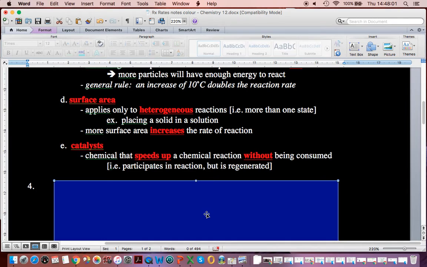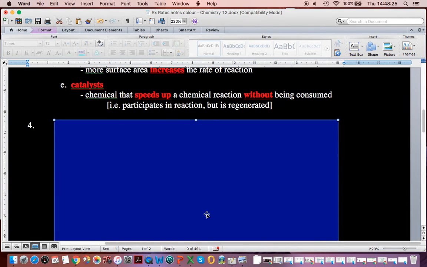Now we're going to learn about catalysts in more detail when we talk about potential and kinetic energy. But by definition, a catalyst is a chemical that speeds up a chemical reaction but is not consumed. In other words, you put in this chemical to speed up the reaction, but you get it back at the end. Somewhere along the line, you get it back.